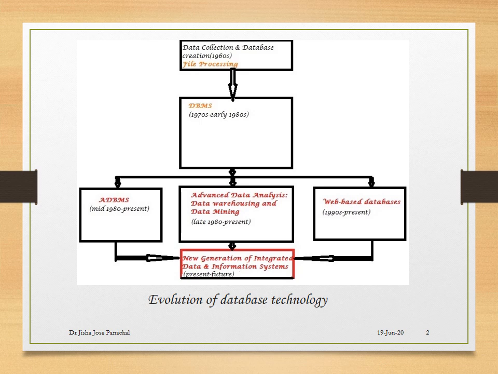But the large amount of data being collected and used is normally called web-based databases. For handling those very large amounts of data, we have developed big data technology and more. And the present and future situation is that we have a new generation of integrated data and information systems. For example, data science, which is an interdisciplinary area that incorporates advanced database technology as well as machine learning, artificial intelligence, neural networks, etc. So this is the current and the future of database technology.